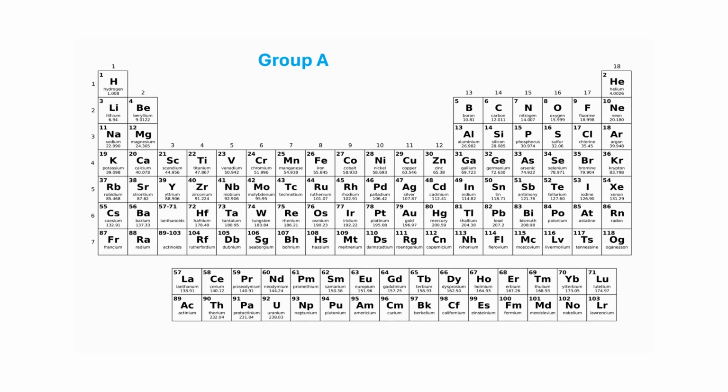Now let's take a look at the groups, the group A elements. So we have group 1A, which includes hydrogen, helium, sodium, potassium, and so forth. Group 2A elements include beryllium, magnesium, and so forth. We go across the periodic table. Group 3A includes boron, aluminum, gallium.